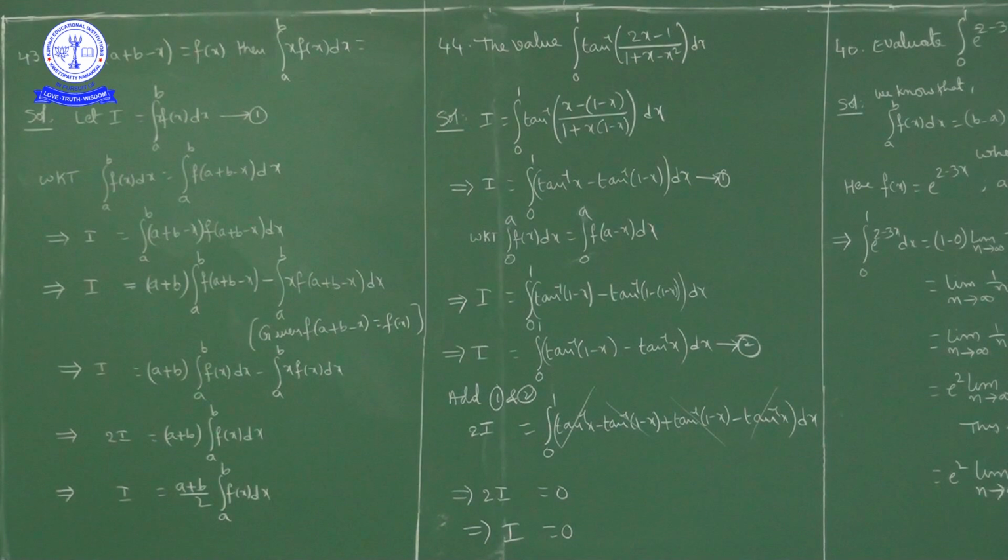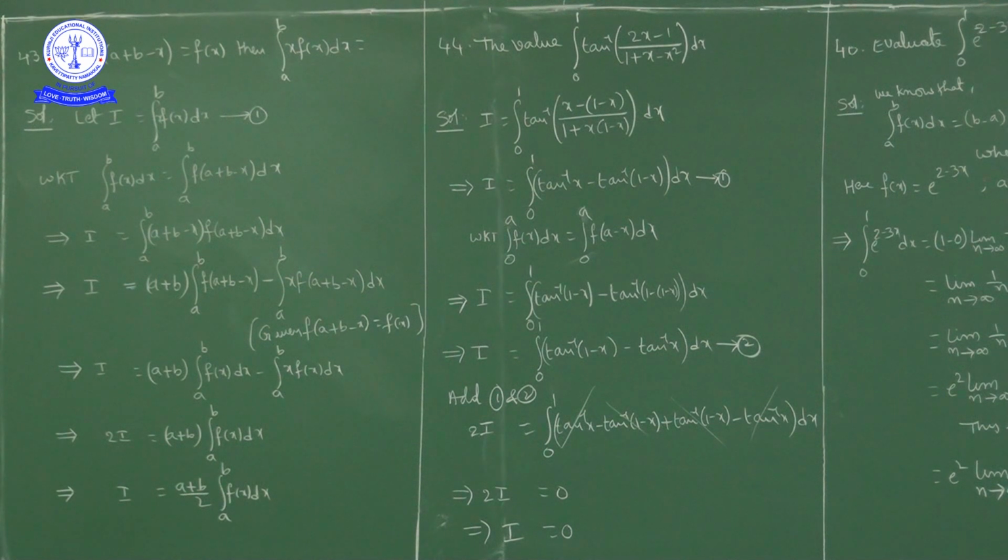Okay, by applying the property that integral 0 to a f of x dx equals integral 0 to a f of a minus x dx, nothing but replace variable by upper limit minus variable, we have I is equal to integral 0 to 1 tan inverse of x is replaced by 1 minus x, minus tan inverse of 1 minus x is replaced by 1 minus x. Here 1 minus 1 get cancelled. So it reduces to integral 0 to 1 tan inverse 1 minus x minus tan inverse x dx. This is 2. Now 1 plus 2, left hand side is 2I is equal to integral 0 to 1.